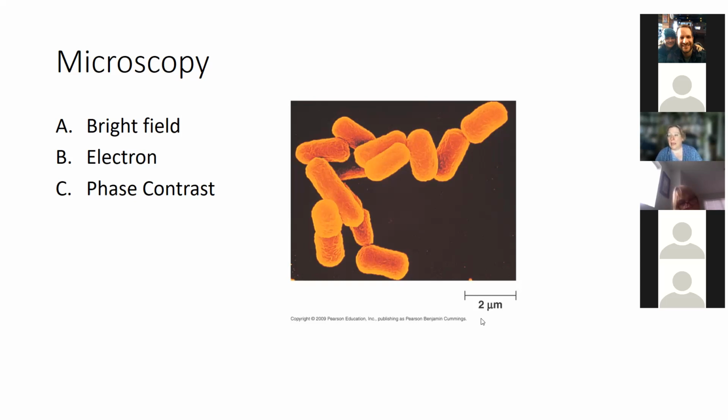If we were talking about 10 to 40 micrometers, that's in the light microscope range. If it's smaller than that, it's going to be electron.